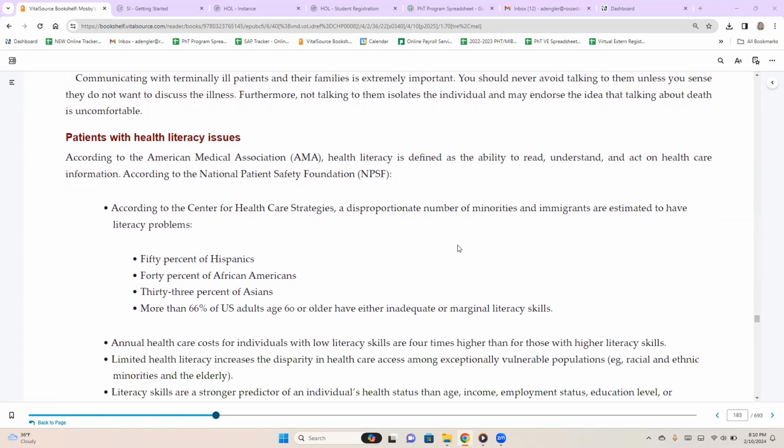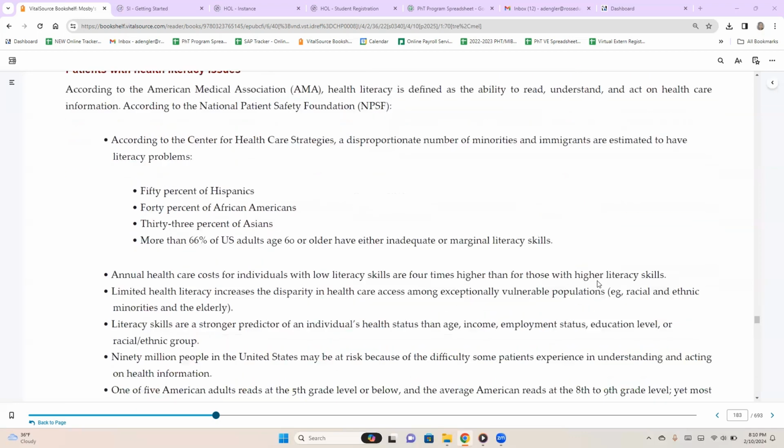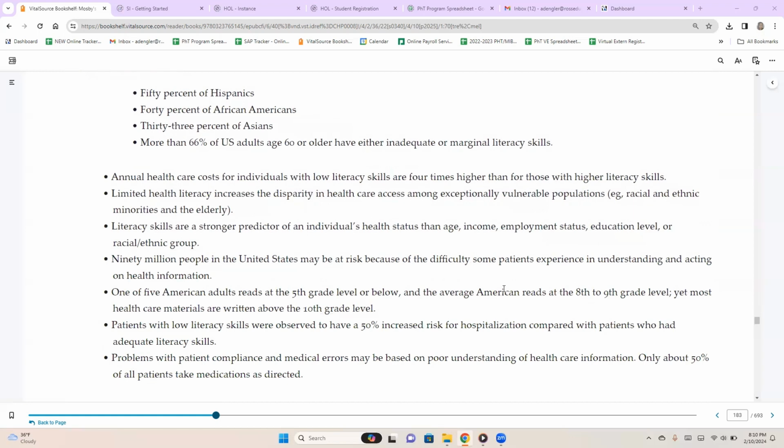According to the American Medical Association, health literacy is defined as the ability to read, understand, and act on health care information. According to the Center for Healthcare Strategies, a disproportionate number of minorities and immigrants are estimated to have literacy problems. And then you can read here about literacy problems.